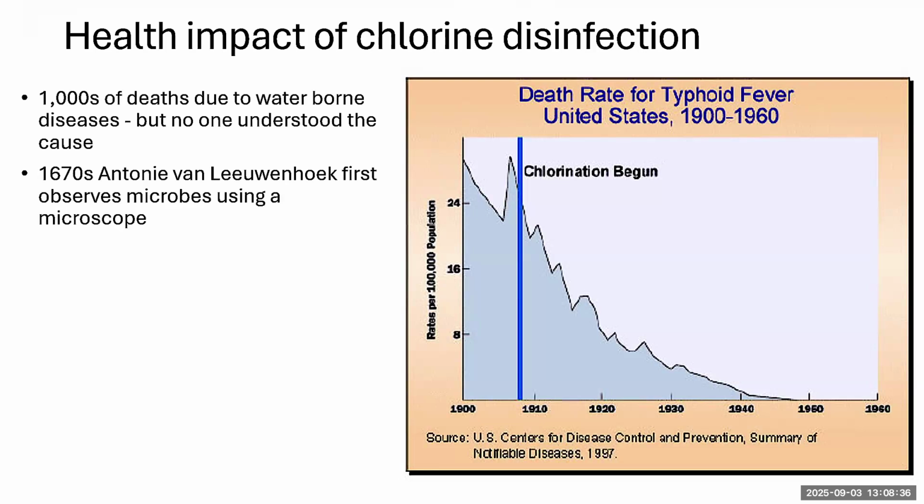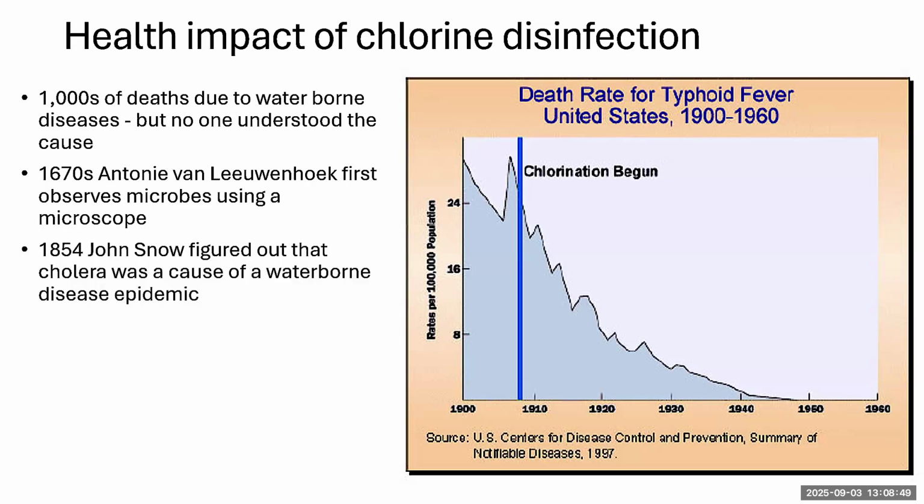And then in the 1670s, they first were able to observe microbes underneath a microscope. So they started to see them, but it's hard to link them up, I would think, at that point. In 1854, John Snow discovered, at the Broad Street pump, the cholera outbreak in London, and was able to associate cholera as a waterborne disease.